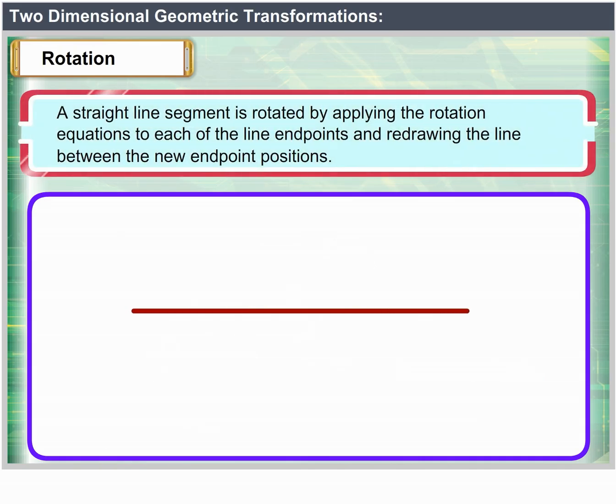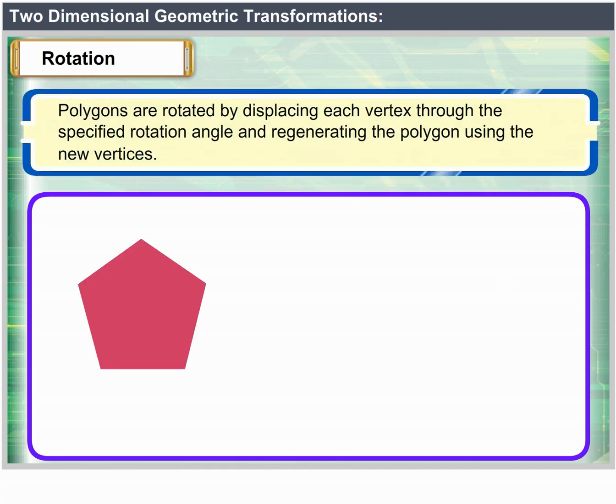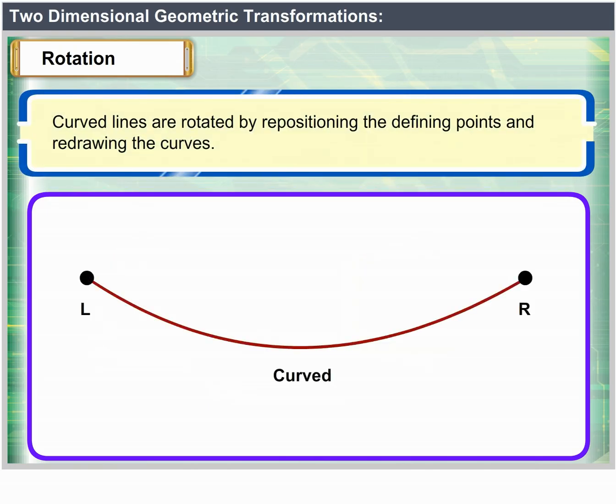A straight line segment is rotated by applying the rotation equations to each of the line endpoints and redrawing the line between the new endpoint positions. Polygons are rotated by displacing each vertex through the specified rotation angle and regenerating the polygon using the new vertices. Curved lines are rotated by repositioning the defining points and redrawing the curves.